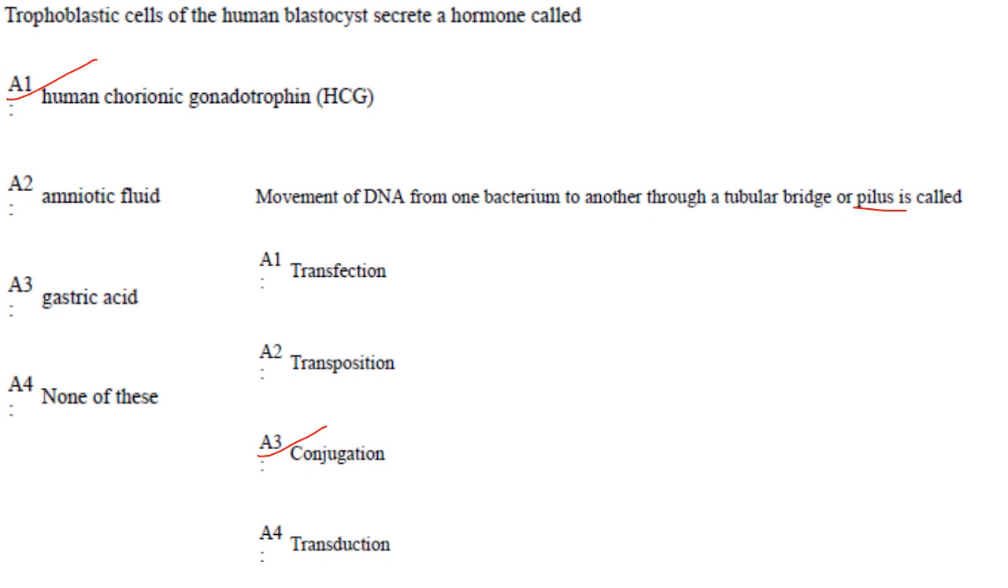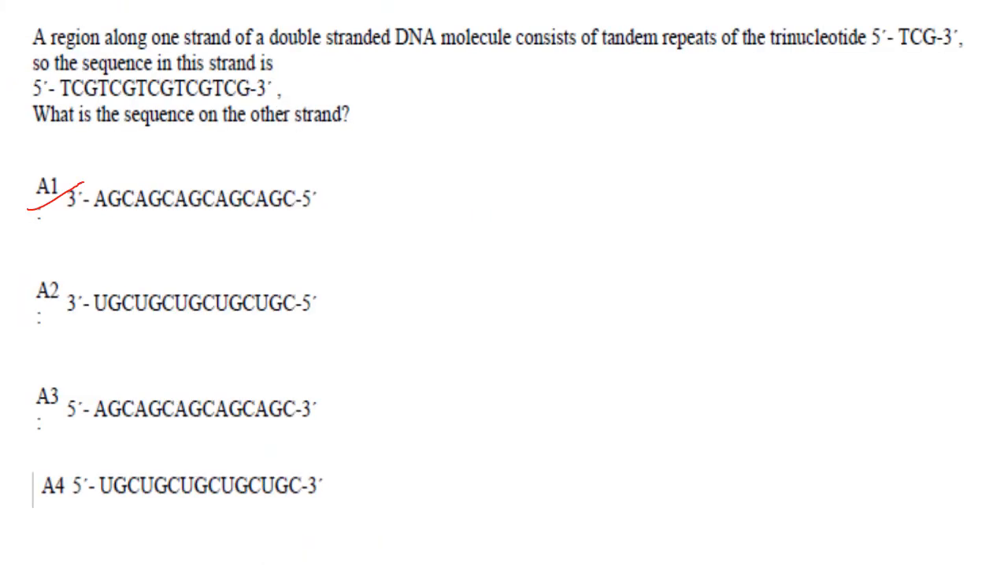Then next one. Trophoblastic cells of the human blastocyst secrete a hormone called. So they secrete what is called as human chorionic gonadotropin. Then movement of DNA from one bacterium to another through a tubular bridge or pilus. It is called as conjugation. Answer is option 3. Then next one.